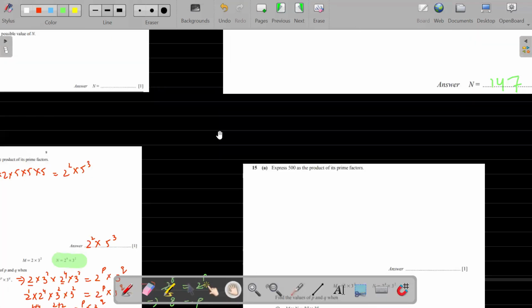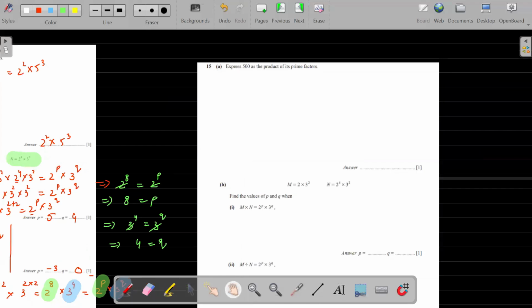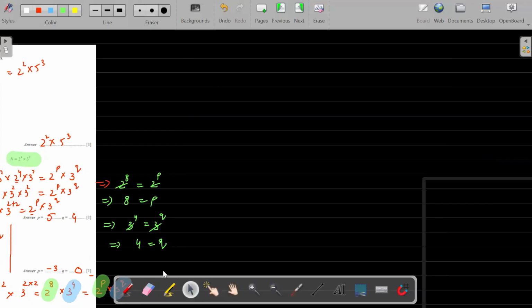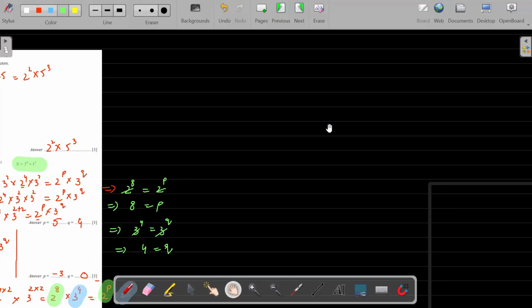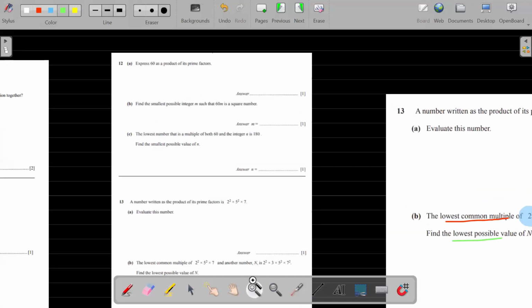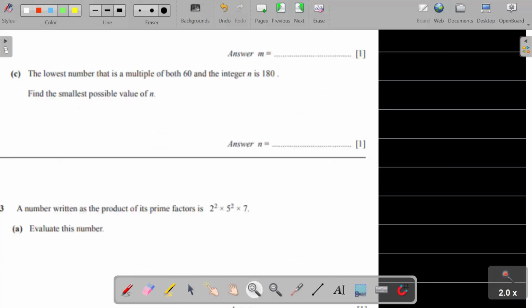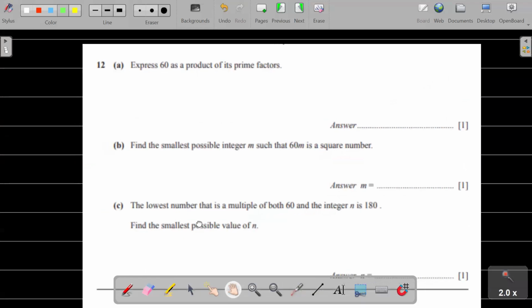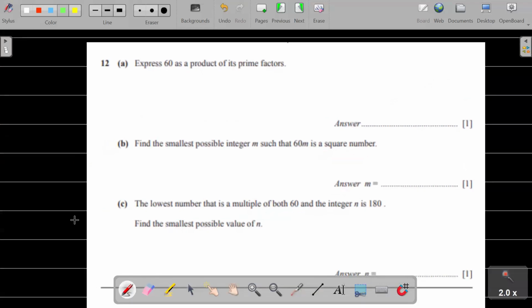Let's move to the next question. We have solved this question as well, so we are not going to do this again, but we can solve other questions. Let's do that. Express 60 as a product of its prime factors. Okay, let's do it.